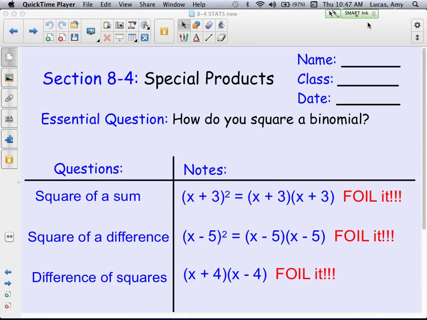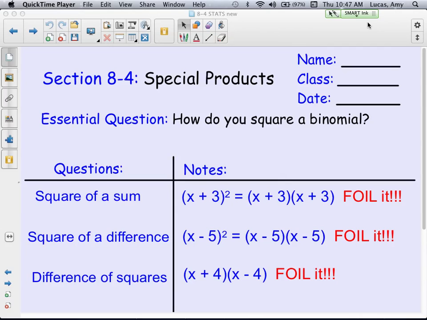Lesson 8.4, Special Products. Our essential question says, how do you square a binomial? Under questions, you notice that we have 3 new vocab words today, or properties to look at. In this course, we are really going to focus with foiling and not memorizing with special products.